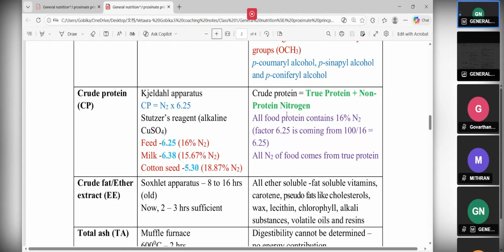Then coming to some important points, crude protein, we generally know, is composed of true protein, that is the actual protein content, and non-protein nitrogen, that is the NPN component, like urea. Another statement they have asked previously is they give two statements like: all food protein contains 16% nitrogen, and all nitrogen of food comes from true protein. Here they may ask that all nitrogen of food comes from non-protein nitrogen. Like that they give statements and ask us to choose the option. So we should be clear about these two statements. All food protein contains 16% nitrogen, and that total 16% nitrogen will come only from the true protein content.